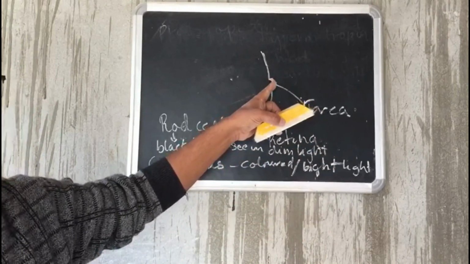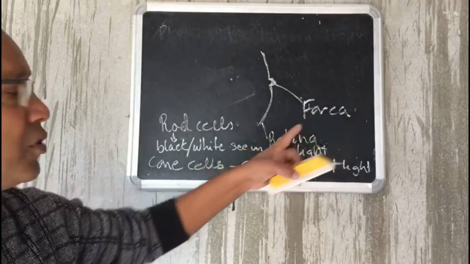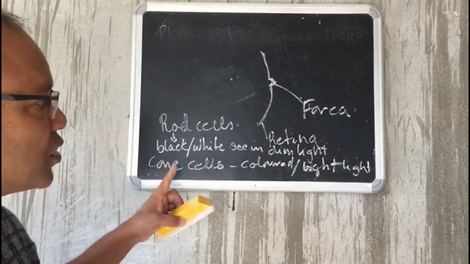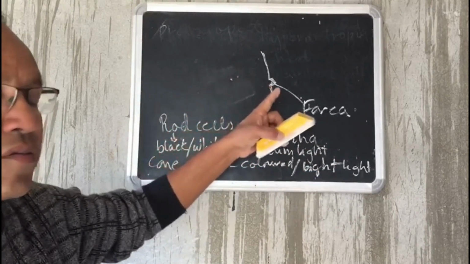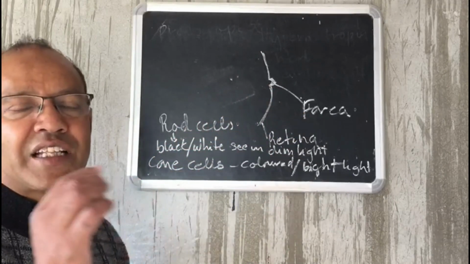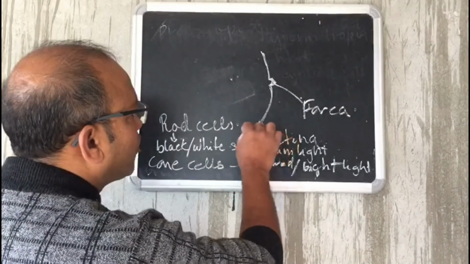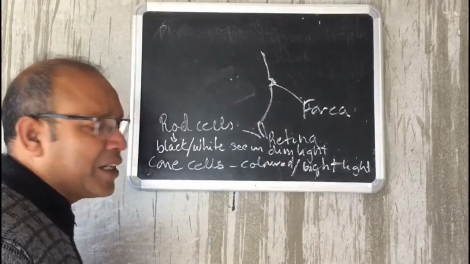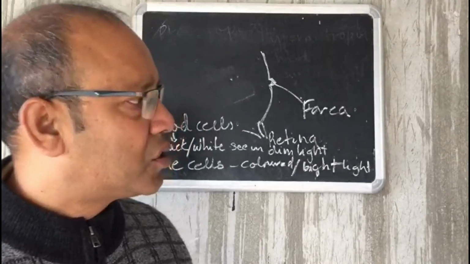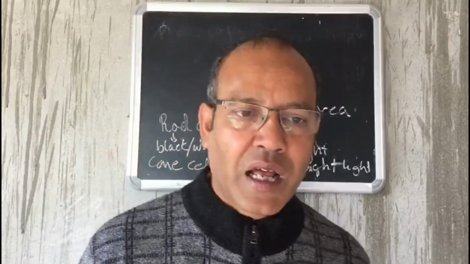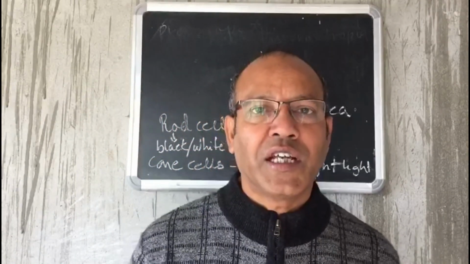Now this fovea is a point where there is a large concentration of the cone cells. That is why whatever image falls on the fovea is the brightest and the clearest image. And whatever image falls on the blind spot, which we have also talked about, is not visible to the eye. So that is about the structure and the functions of the eye. We'll talk about locomotion in the next class.